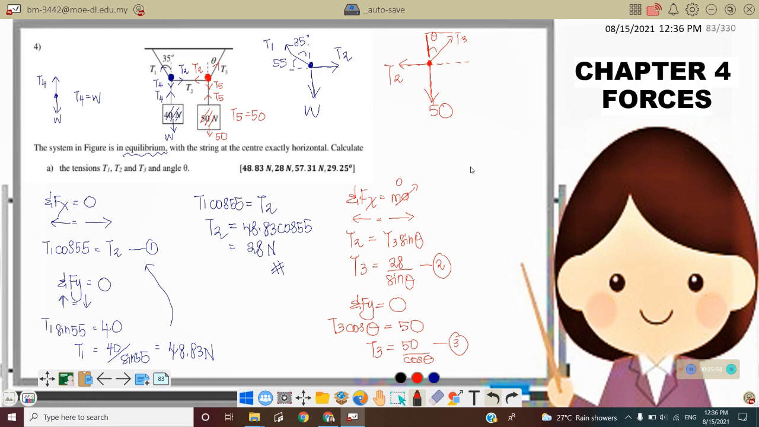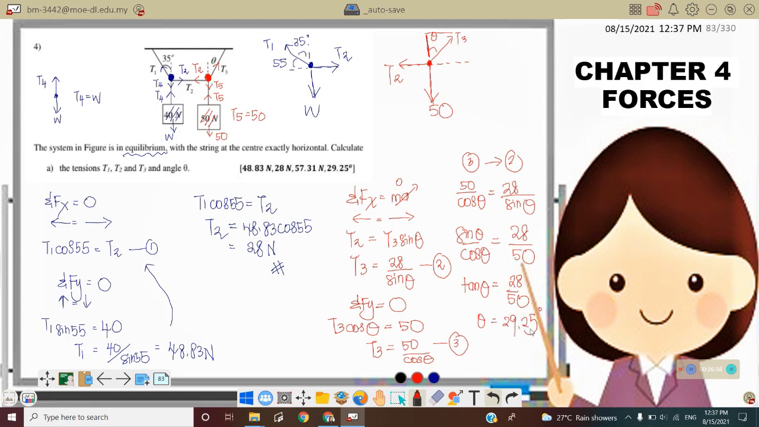So we substitute equation 3 into equation 2, where we know that 50 over cos theta is equal to 28 over sine theta. Then we use sine theta over cos theta is equal to 28 over 50. Sine theta over cos theta is actually tangent theta, which is equal to 28 over 50.